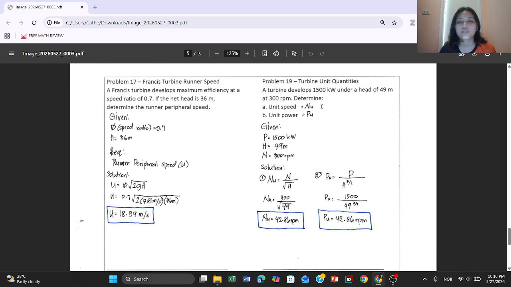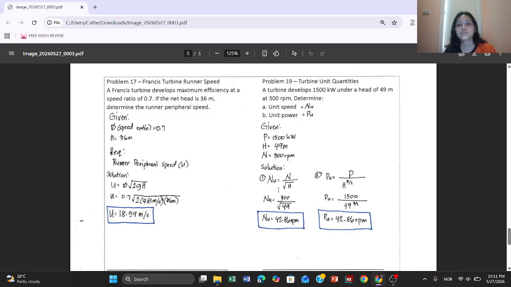Next is problem number 19, about turbine unit quantities. A turbine develops 1,500 kilowatts under a head of 49 meters at a speed of 300 rpm. Determine the unit speed and the unit power. The unit speed is abbreviated Nu, and the unit power is Pu. Given, we have a power of 1,500 kilowatts, a head of 49 meters, and a speed of 300 rpm.